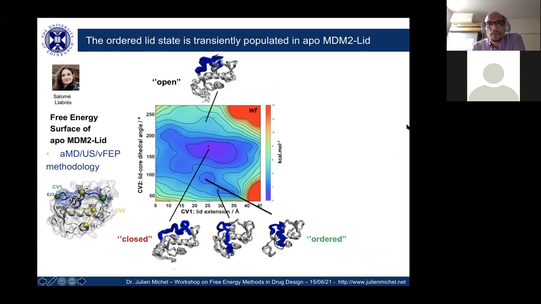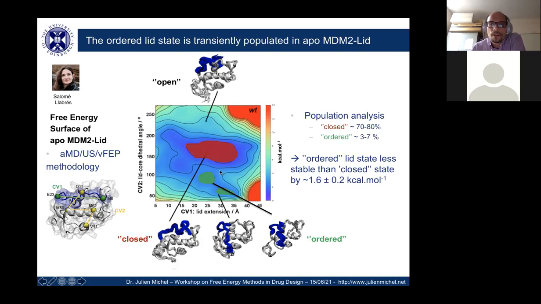So we asked ourselves, what could be the reason for this behavior? And we carried out simulations to work out the free energy surface of the MDM2 protein with the lid. And we ended up with this pattern here, where we find there's a dominant closed state and different ordered states here, which correspond to what we've seen in crystallographic studies for PIP2.